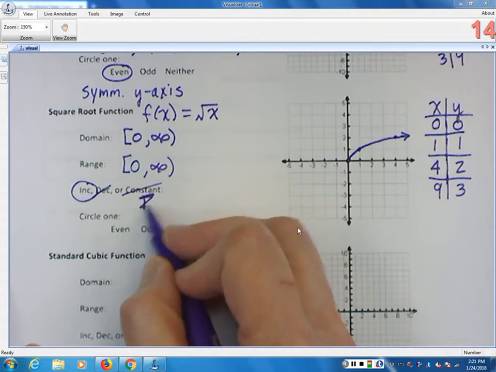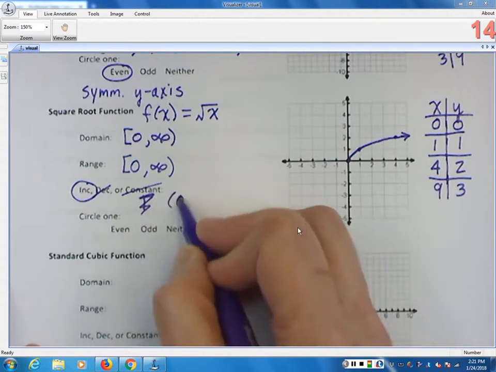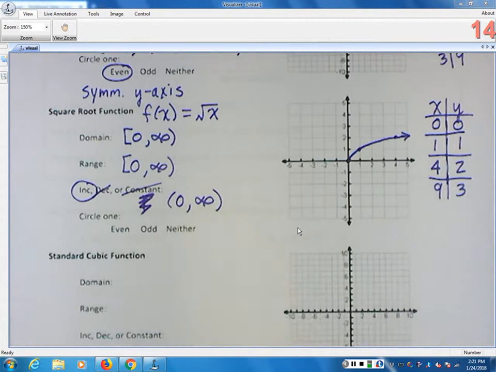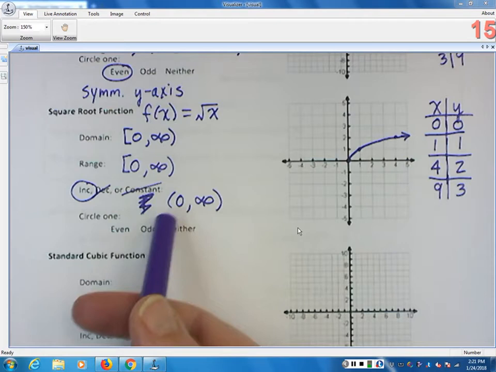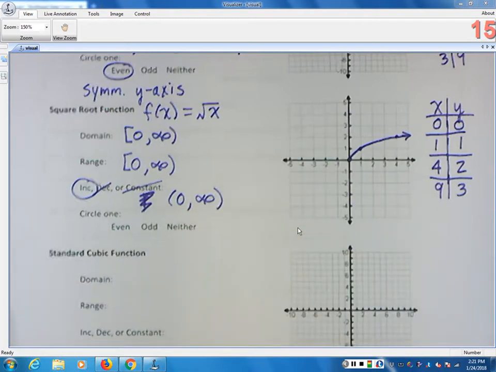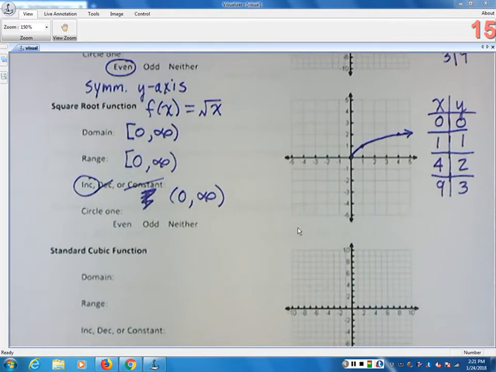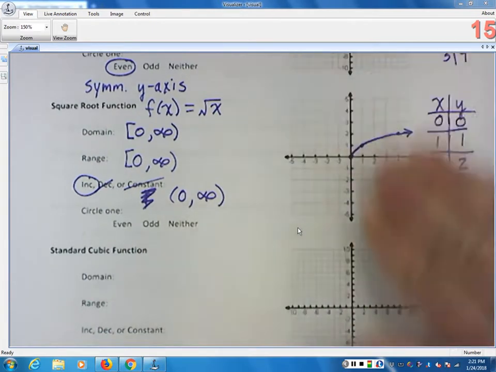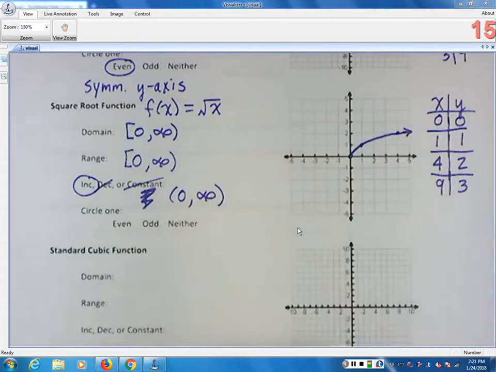Oh, we don't use square brackets here either. It's increasing from 0 to infinity. At 0 is when it's starting, so we can't say that it's increasing right at 0. Is this symmetric about y? No. Is it symmetric about the origin? No. It's neither.